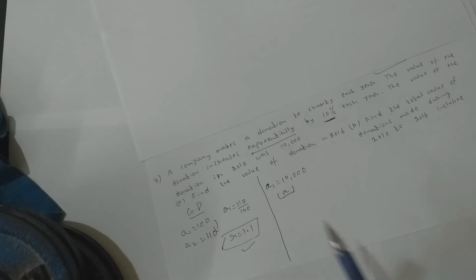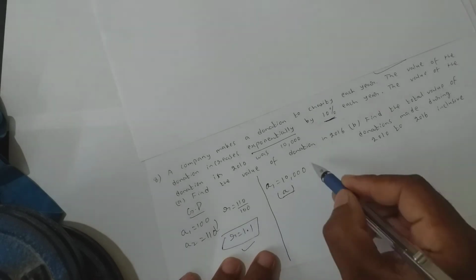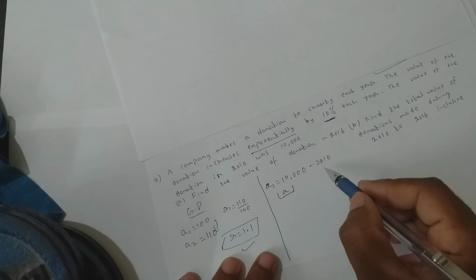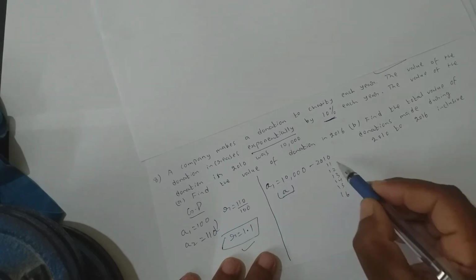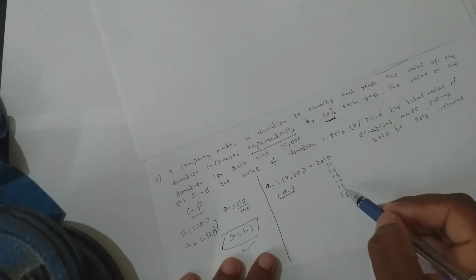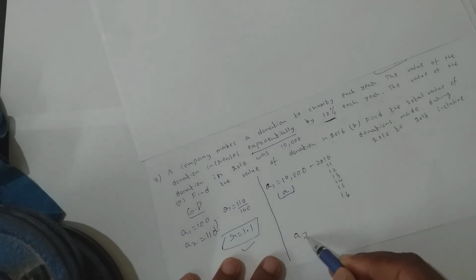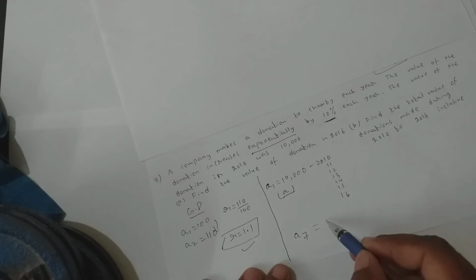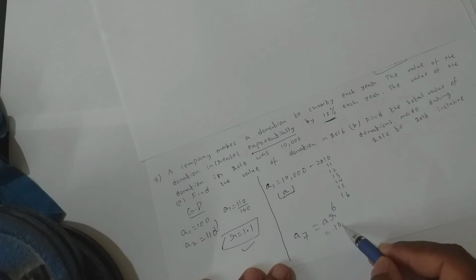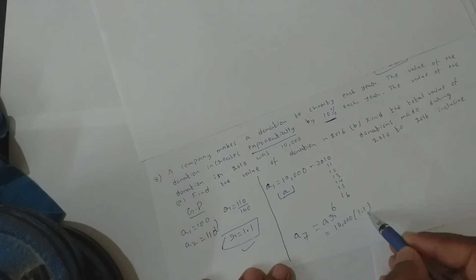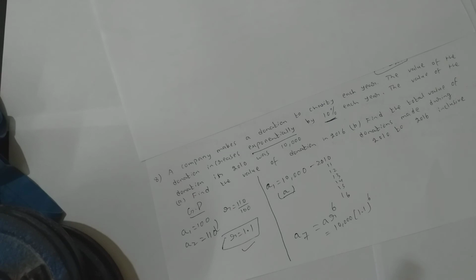So, how many years did it pass? A1 is this, which is in 2010. So A2 will be 11, A3 will be 12, 13, 14, 15, 16. A1, A2, A3, A4, A5, A6, A7. So I need to find A7. So the formula is A into R power 7 minus 1, 6, which is equal to 10,000 into 1.1 power 6. The answer is 17715.61.